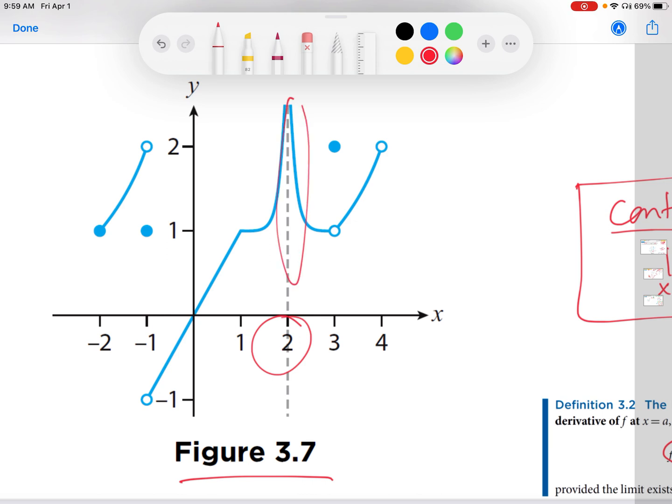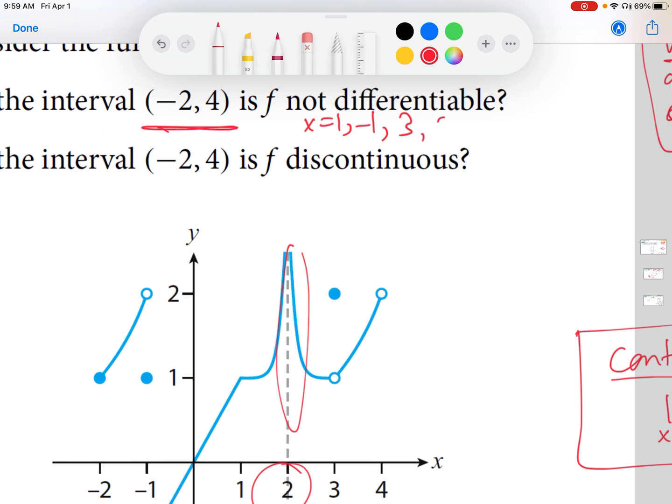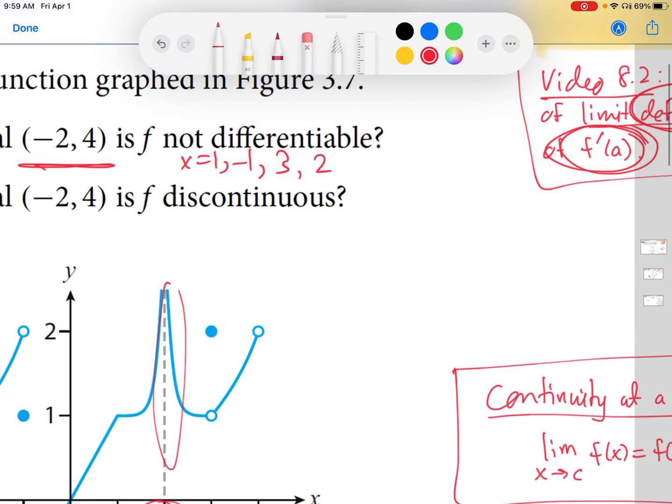We have a vertical asymptote there. That means the function is not defined there. So we will add this to our list. Great. And then if we just order it here, the points are x equals -1, also 1, 2, and 3. Okay, so those are the places where the function is not differentiable.